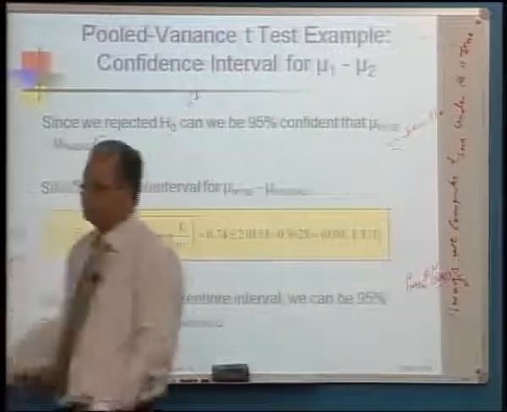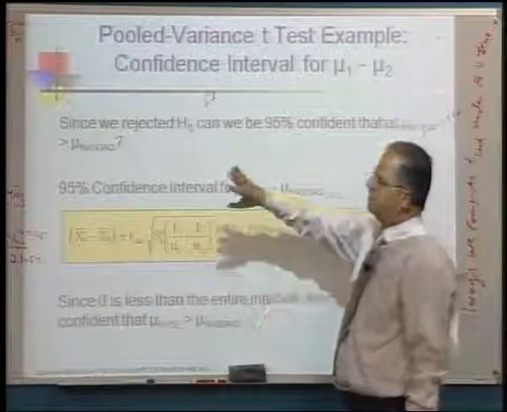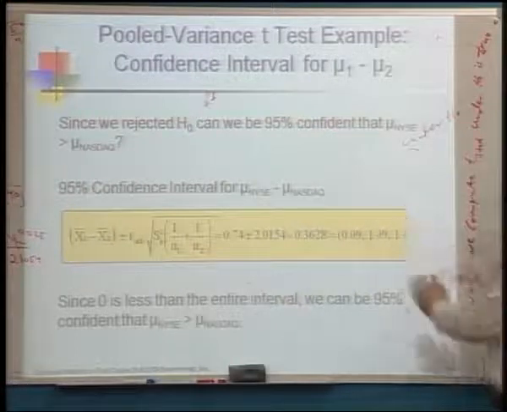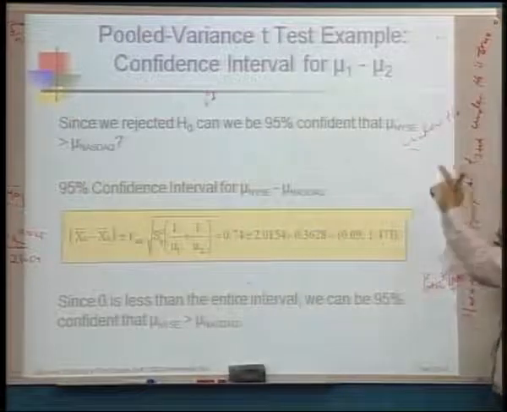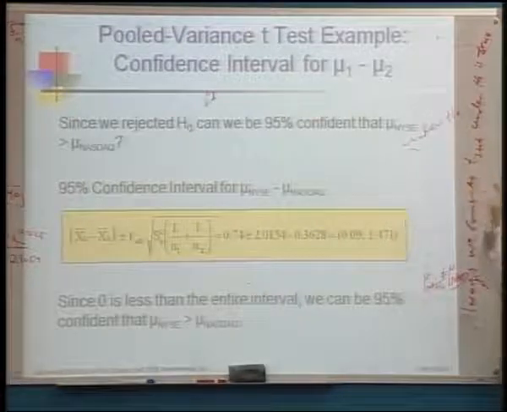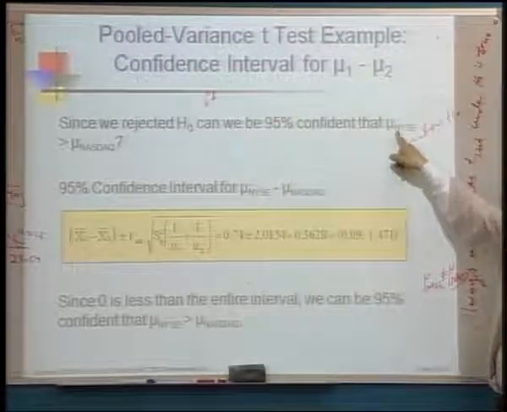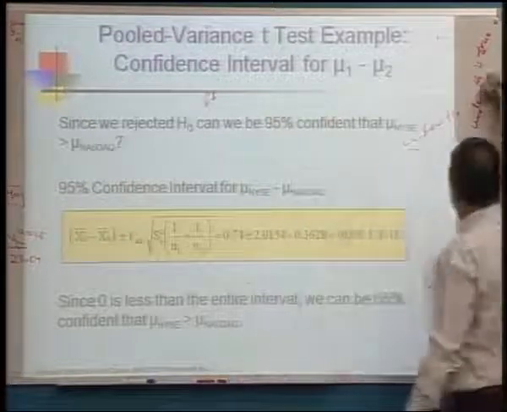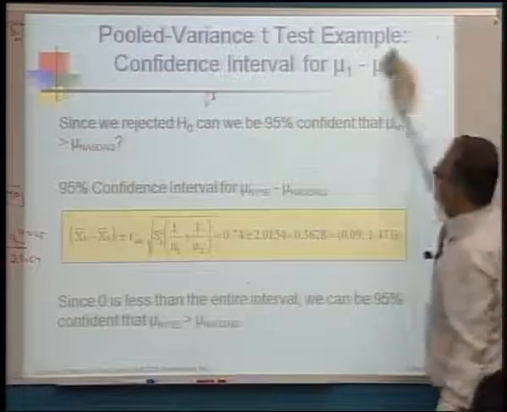The other approach is the confidence interval for mu1 minus mu2. Since we reject the null hypothesis, this hypothesis is false. I mean, the difference is not 0. Can we be 95% confident that the mean of the New York Stock Exchange is greater than Nasdaq? Let's construct the confidence interval for mu1 minus mu2.